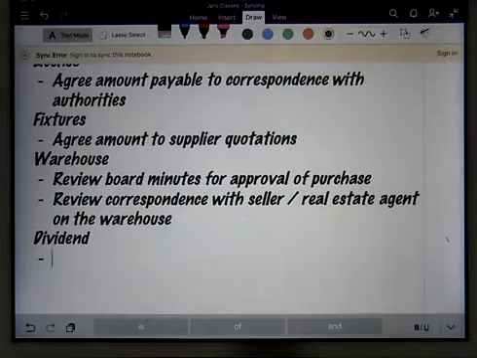Board minutes. Okay. This is where your legal knowledge got problem. Who approved dividend? Shareholders, not the board. So where should you find it? Minutes of AGM. Can you understand this one? Legal knowledge. You need to know who approved what. Does that make sense?